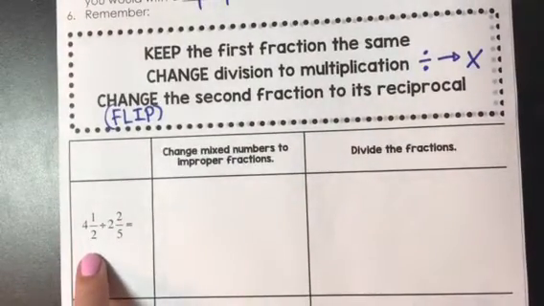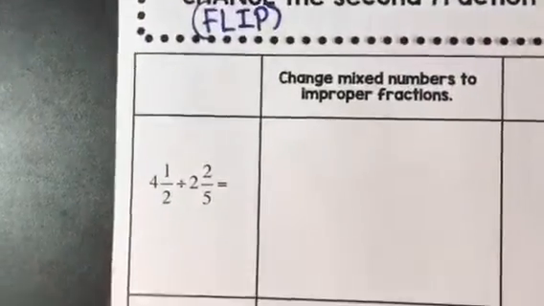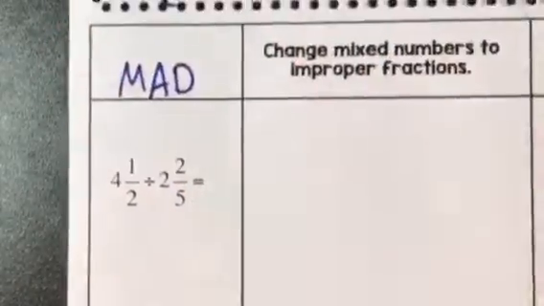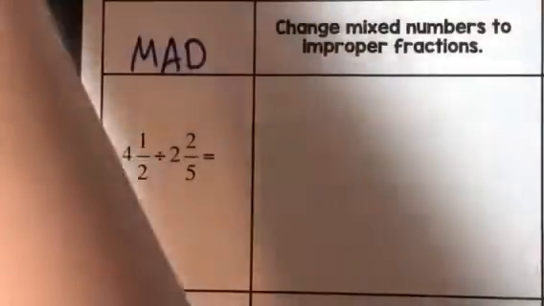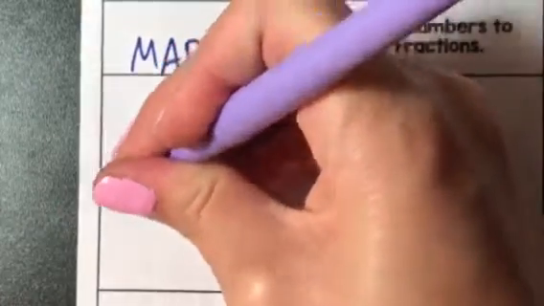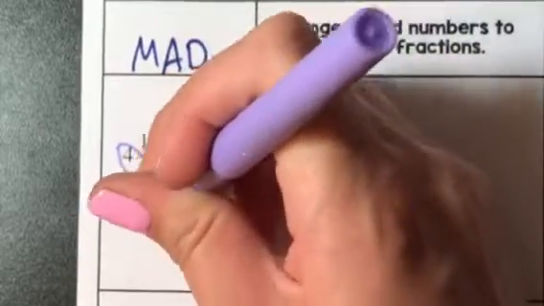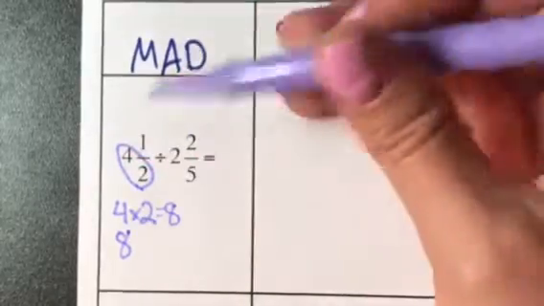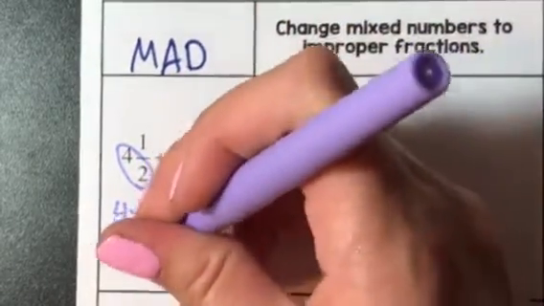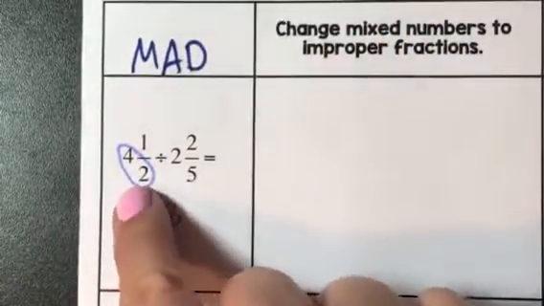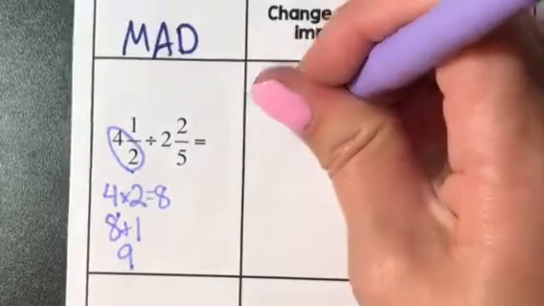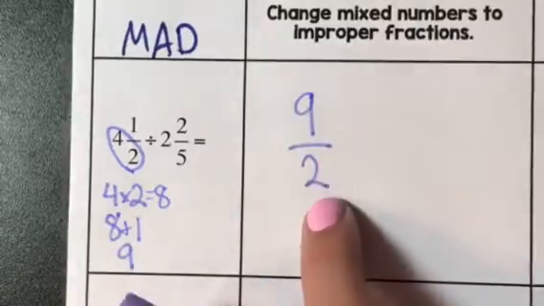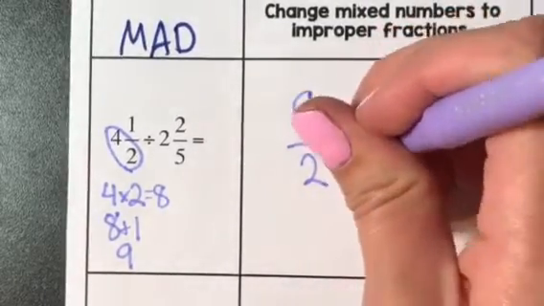So, we have 4 1/2. Actually, I'm going to zoom in right on that spot. We have 4 1/2 times 2 2/5. So first step, you've got to get mad. So I'm going to use 2 different colors. So I have 4 times 2, which is 8. Now I've got to add 8 plus 1. That's where I'm getting that number. 8 plus 1 is 9. And my denominator stays the same. So over here, it's going to look like this. 9 over, what was my denominator? It was 2. 2 stays the same. There's my first one. I'm going to reset up the problem.